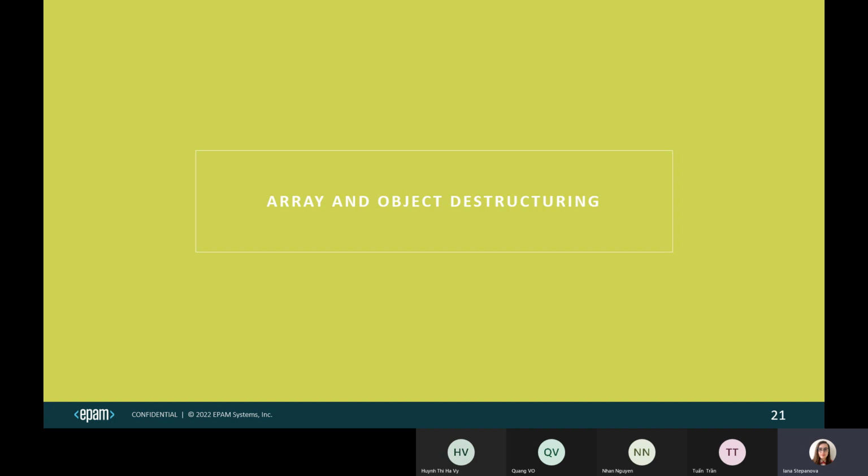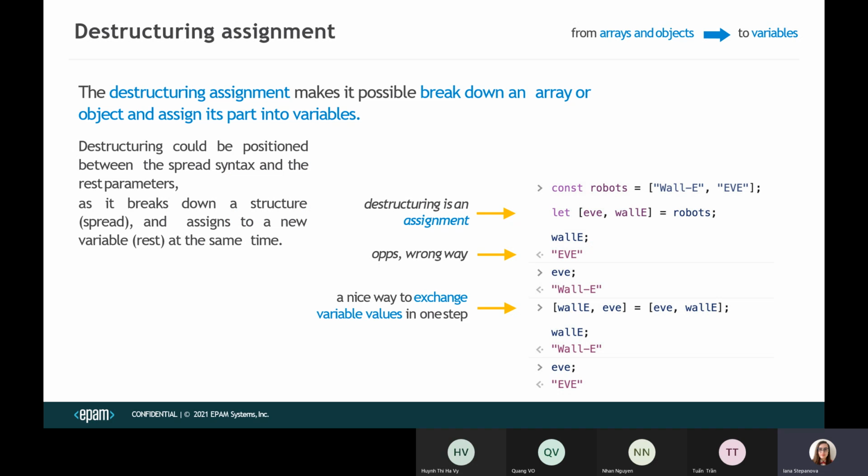Okay, let's talk about the next ES6 feature, which is called array and object destructuring. This one you will be using lots and lots of times if you will be writing in the React framework, or as lots of people are calling it, it's not even a framework, it's a library. But nevertheless, onwards. Destructuring assignment. What does it mean? It means that we are destructuring from arrays and objects to variables.